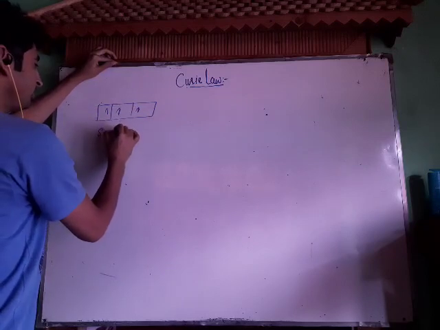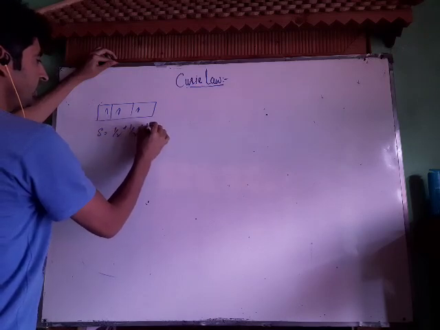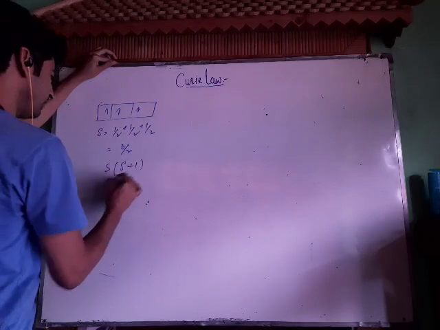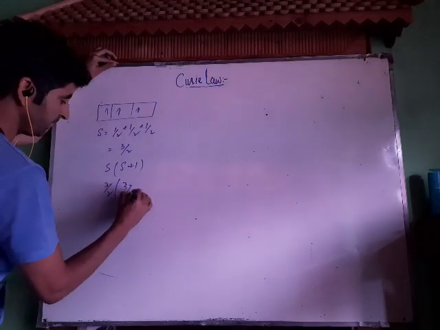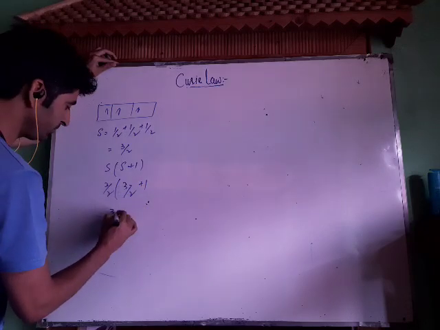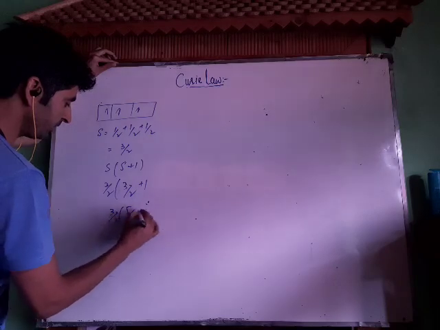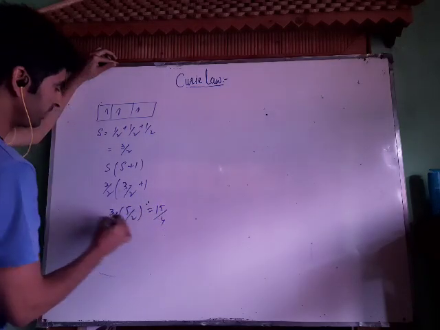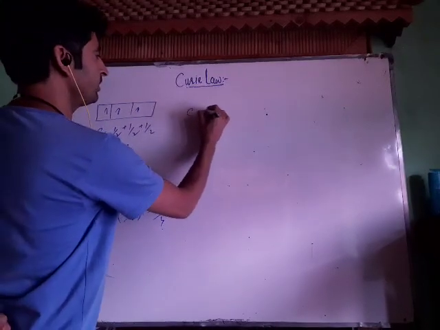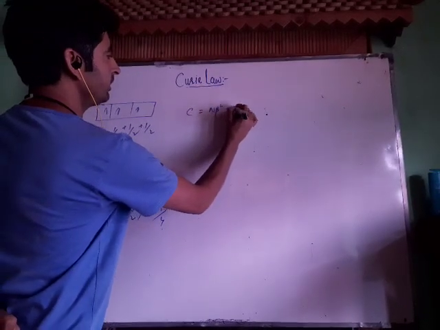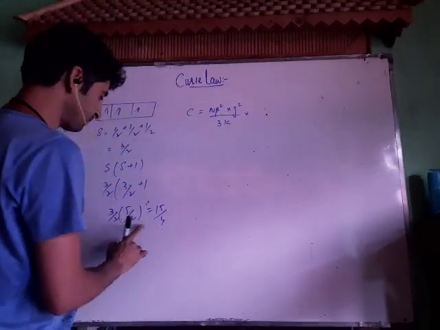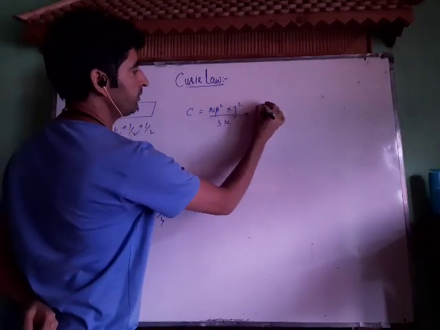If we have 3 unpaired electrons, here S will be equal to 1 half plus 1 half plus 1 half. That means 3 by 2. Using the formula S into S plus 1, it will be equal to 3 by 2 into 3 by 2 plus 1. Now 2 ones are 2, 3 plus 2, 5, 5 by 2, 3 by 2 into 5 by 2. 5 3s are 15 by 4. Means S into S plus 1 comes out to be 15 by 4. Now C is equal to N beta square into g square divided by 3k into S into S plus 1. That comes out to be 15 by 4.